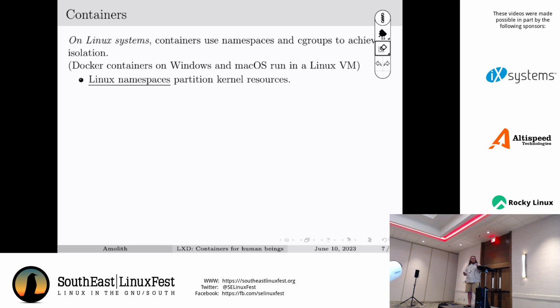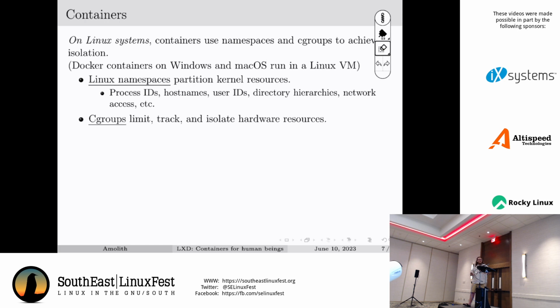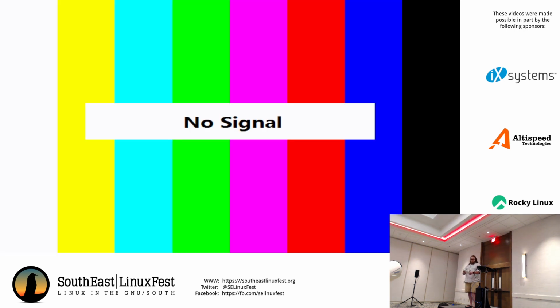So namespaces partition your kernel resources, and that'll be your process IDs, host names, directory hierarchies, that kind of thing. And then cgroups limit, track, and isolate your hardware resources. Cgroups is short for control groups, and that allows them to do things like mitigate fork bombs from affecting your entire system and spreading and crippling the host system or other containers. The fork bomb will still execute, and it will still cripple that container, but it won't spread beyond that.